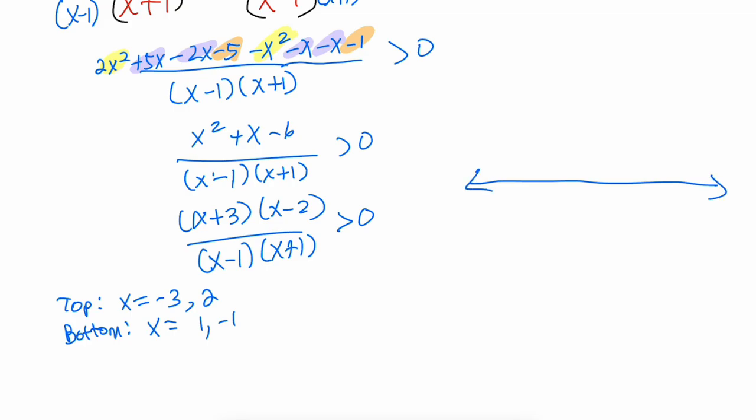Put those numbers in number line order. So I'm going to do negative 3, negative 1, 1, and 2. All of those are open circle. So the bottom is always open. The top's zeros are open or closed based upon the symbol in the problem. Okay, now we have to make a plus or minus chart here.